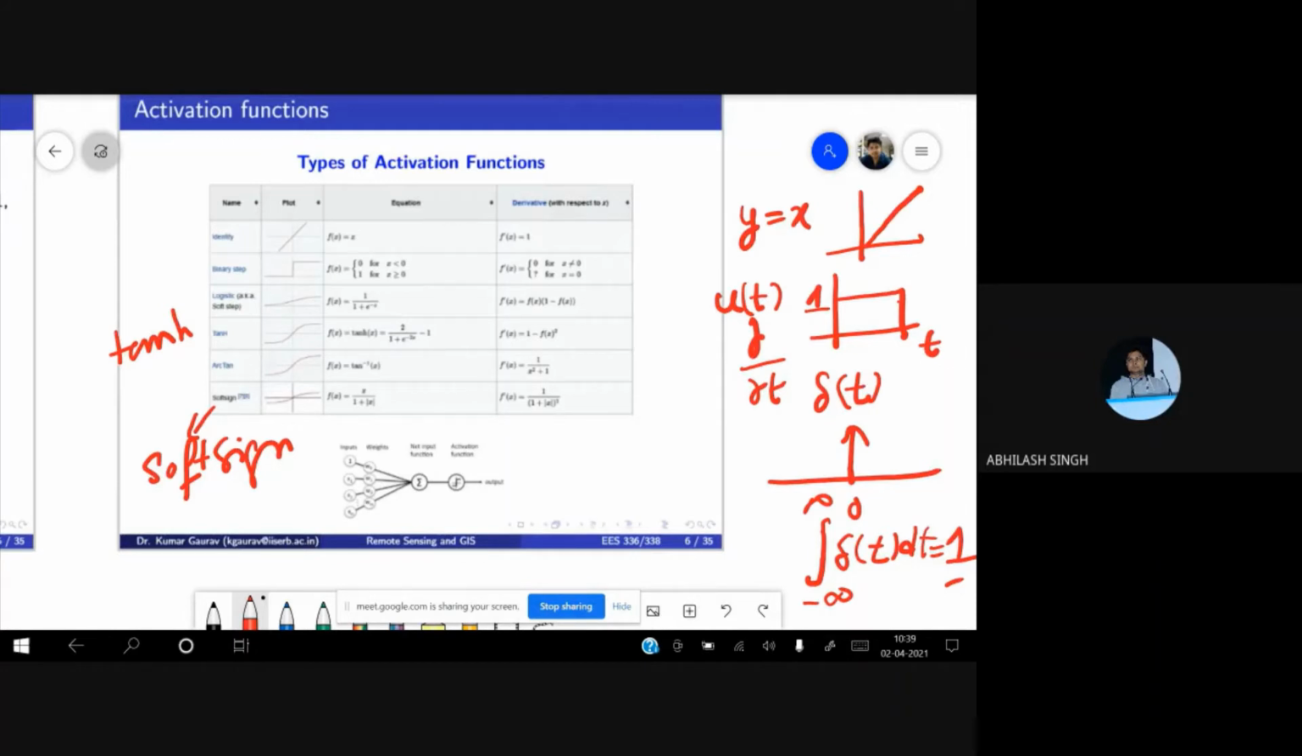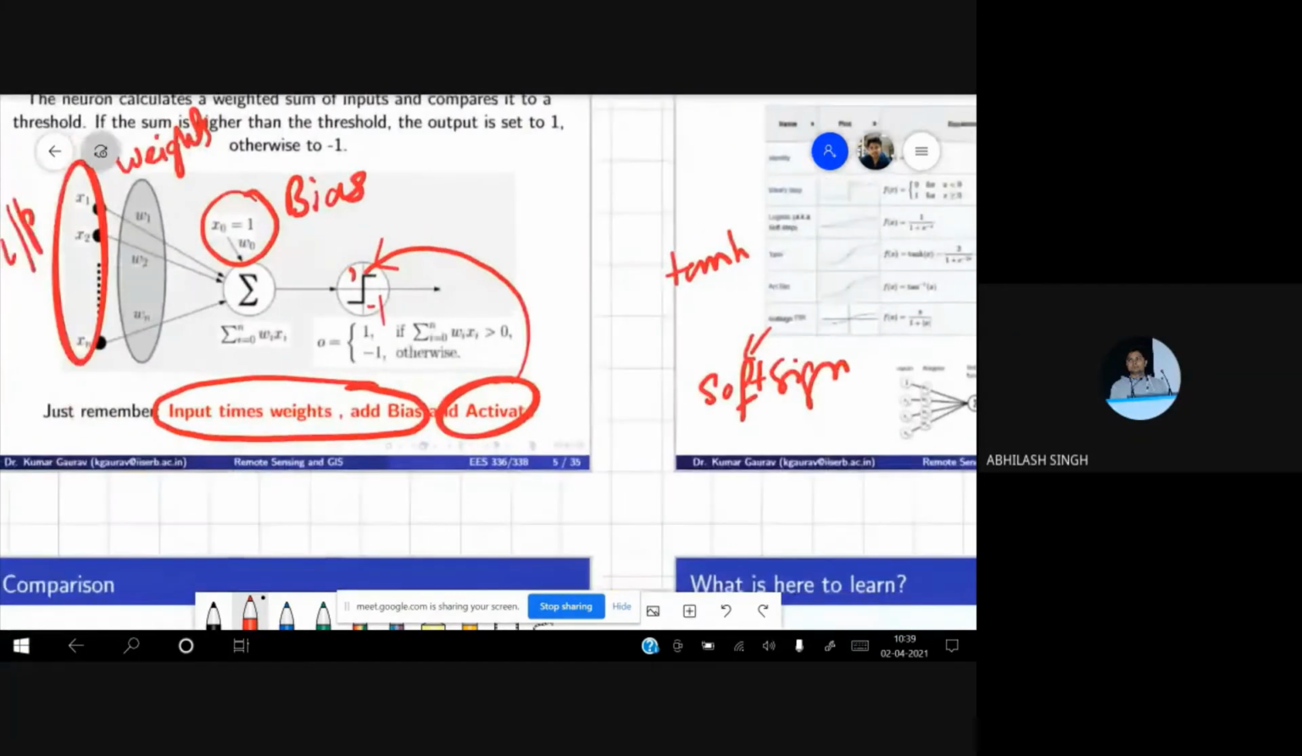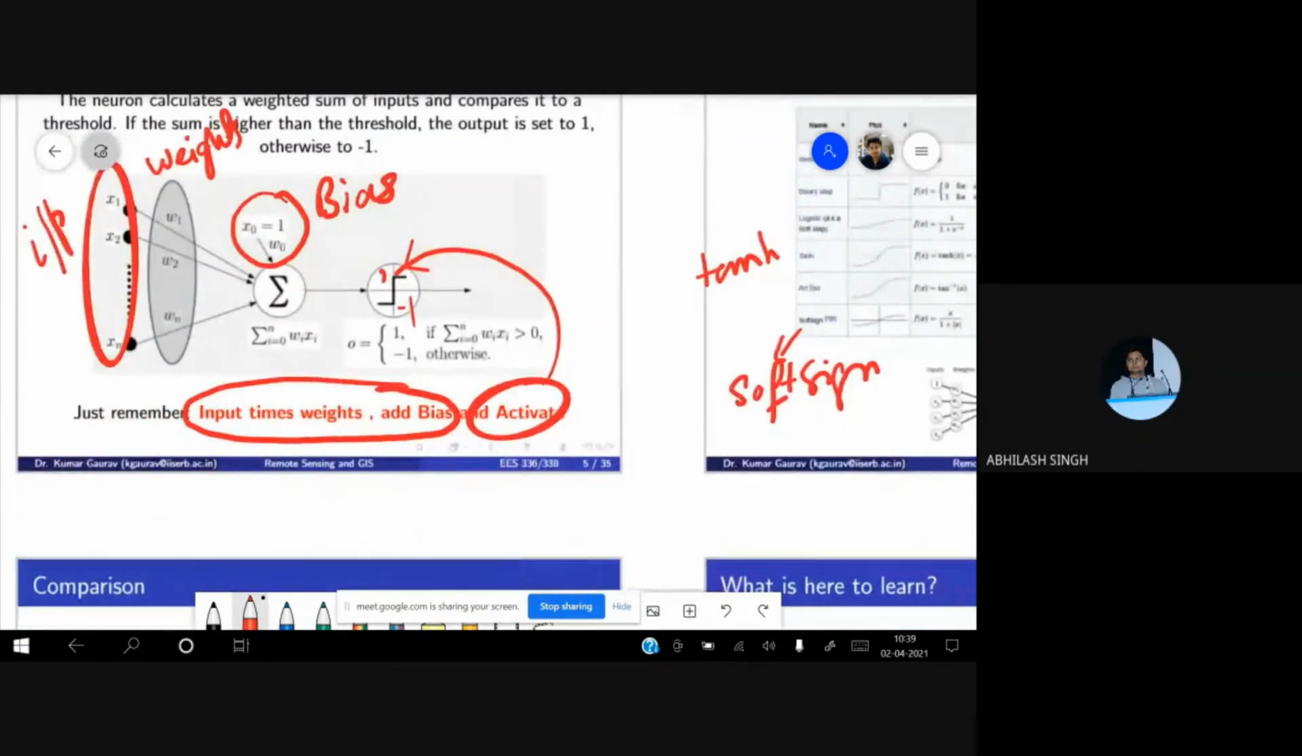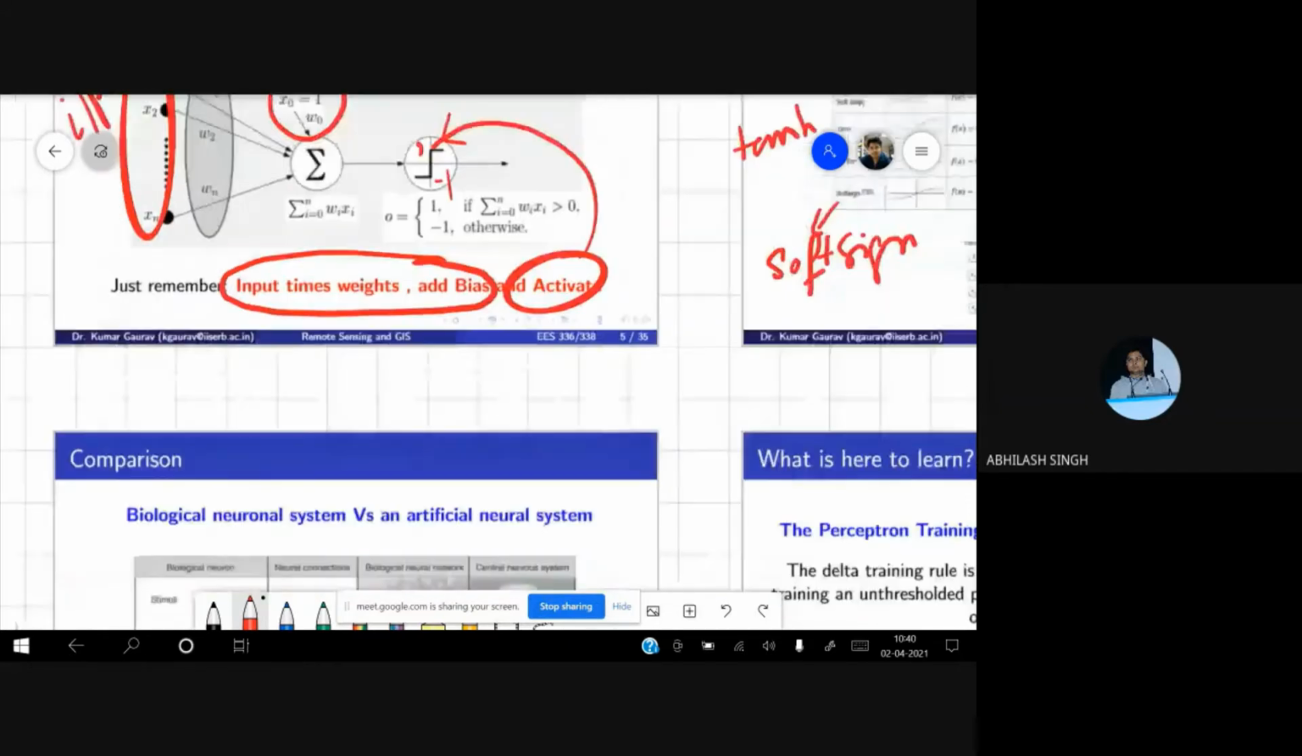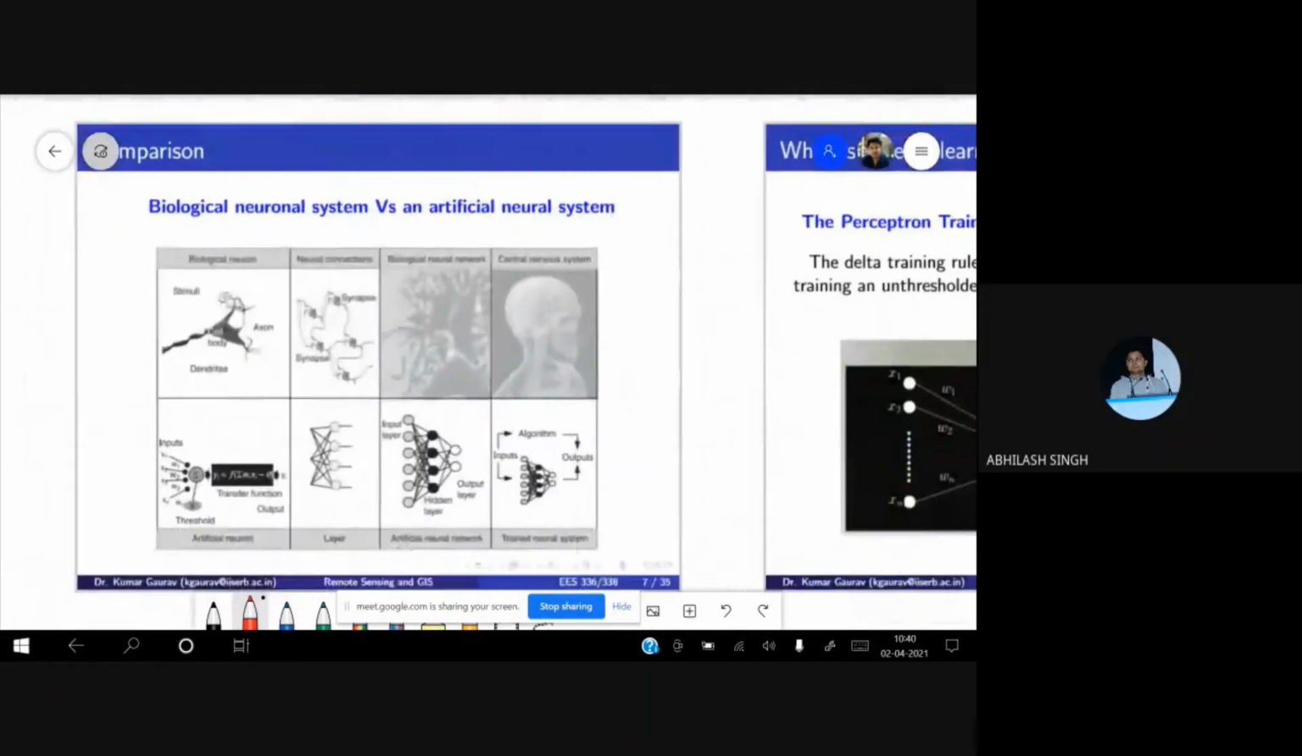So I guess the things are clear. We have discussed everything: what the inputs are, what the weights are, how we take the summation, and what the activation functions are. Now we have discussed both biological neuron and artificial neuron. Now let us go a step ahead, a higher step, and compare the systems. Here we can see the biological neural system and the artificial neural system. Here are the biological neurons.